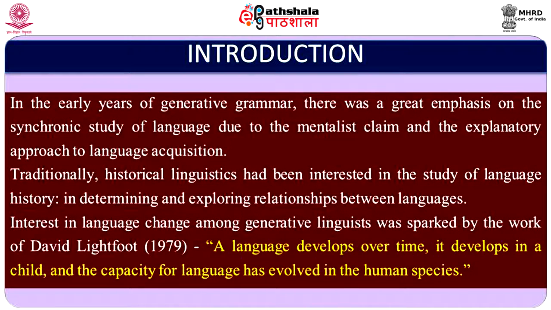In the early years of generative grammar, there was a great emphasis on the synchronic study of language. This was because of the mentalist claim and the explanatory approach to language acquisition. A child learning language between the ages of 1 and 3 has no access to historical information about language forms, and the linguistic theory aims to characterize the notion possible human language, including past, present and future.